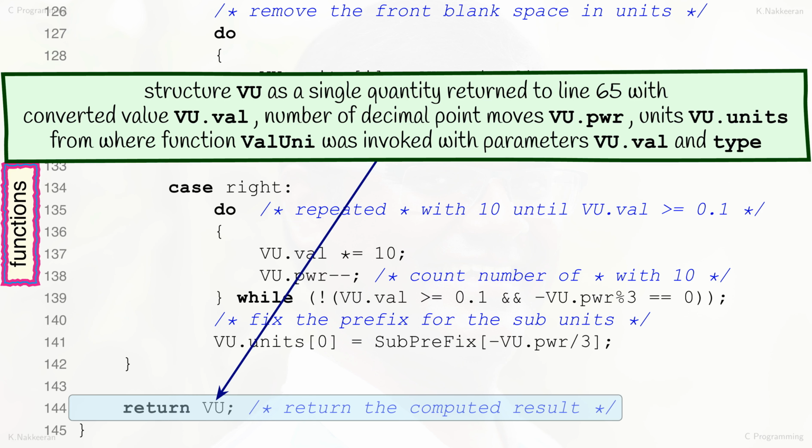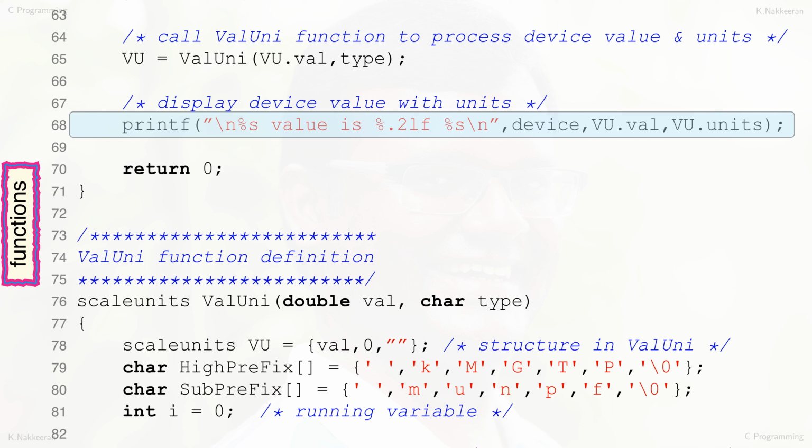In the valUni function after the conversion process, the converted value, number of places the decimal point moved, and the corresponding units are all available together as a structure named VU, as written in line 144. This structure VU is returned to the right-hand side of the assignment statement in line 65, where the valUni function was invoked. In the main function after line 65, structure VU is available for any further processes. The converted value of the device with its units is displayed on the monitor using the printf statement, and line 68 in the main function is ended.